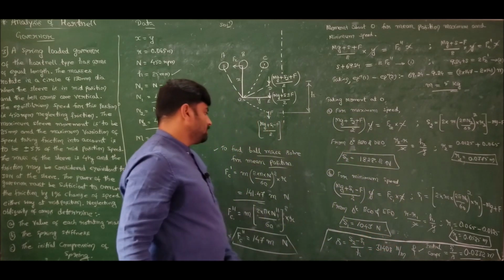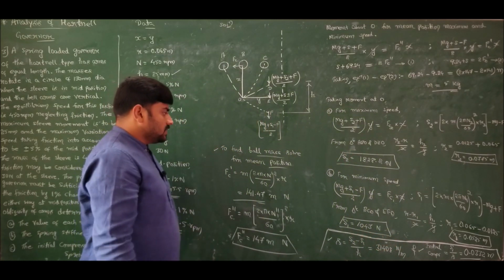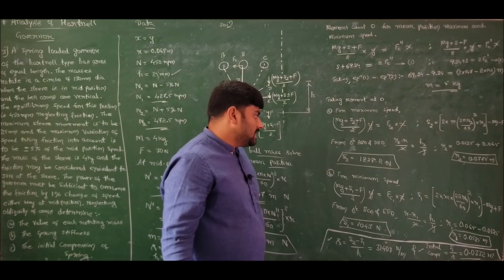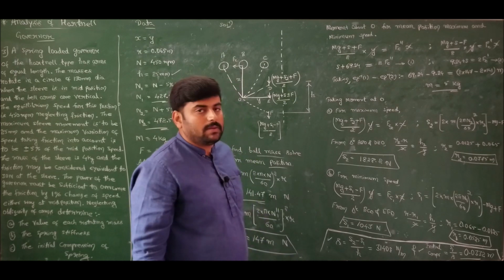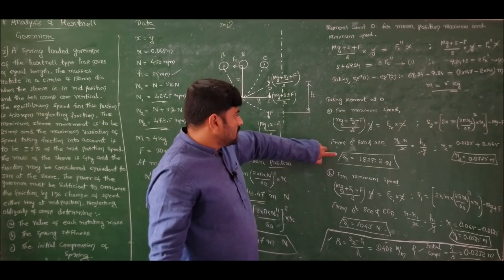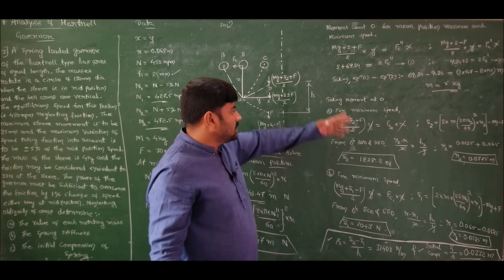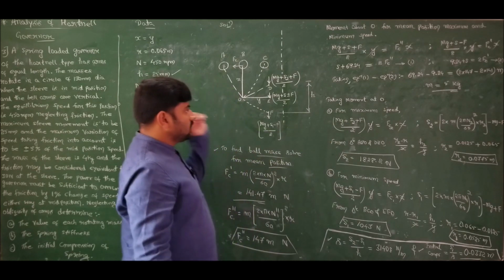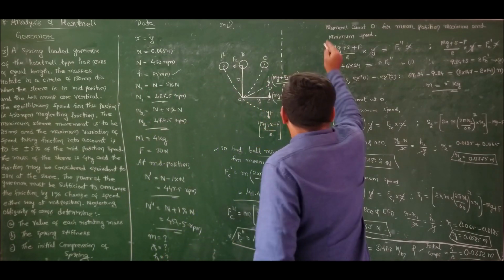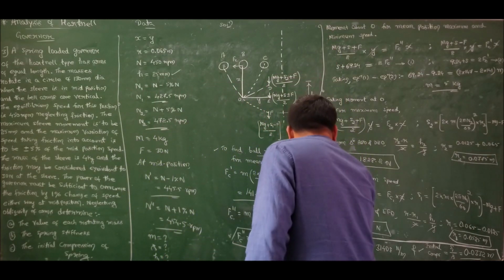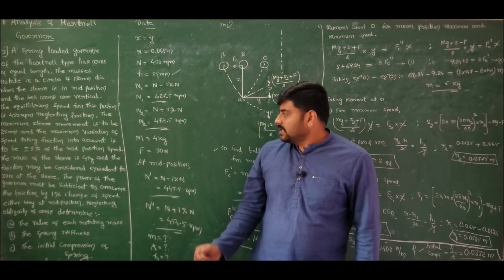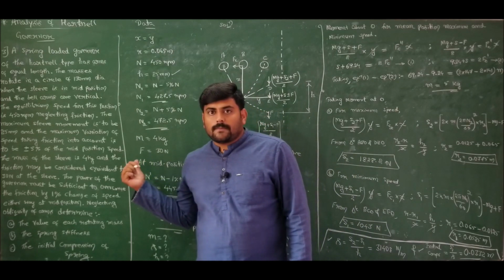So the stiffness of the spring is 31,408 Newton per meter, and the initial compression is 33 millimeters. This is the initial spring force at maximum speed, and the mass turns out to be 5 kg. So this is the complete solution for problem number 3. This is how we should solve the problem whenever it is asked to solve by considering frictional force into account.